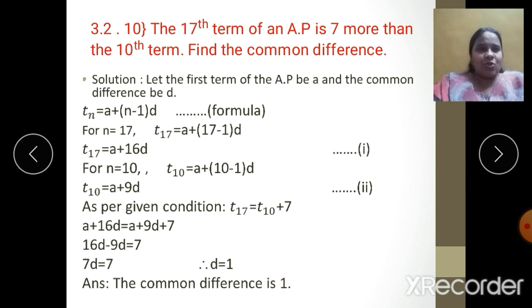I hope you have understood it. When nothing is given, AP is not given, a is not given, d is not given, some relation will be given in the question like this. So read it properly, try to understand, and solve it step by step like this. Okay, now with this sum, we finish with 3.2.